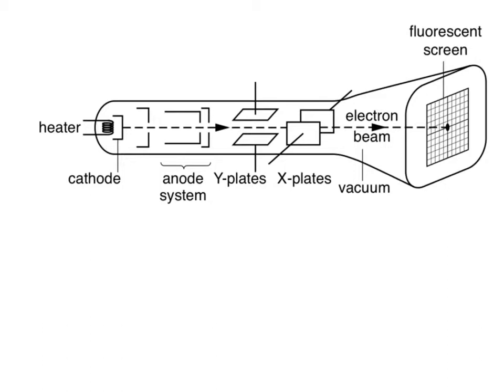And it's direct current going into this anode, because we don't want the electrons to go this way, that way, this way, that way, this way. We want them to just go straight through here.